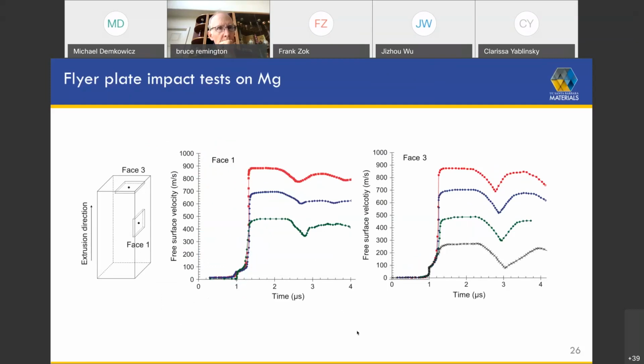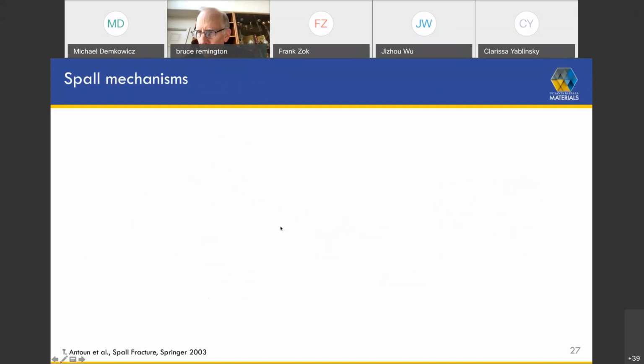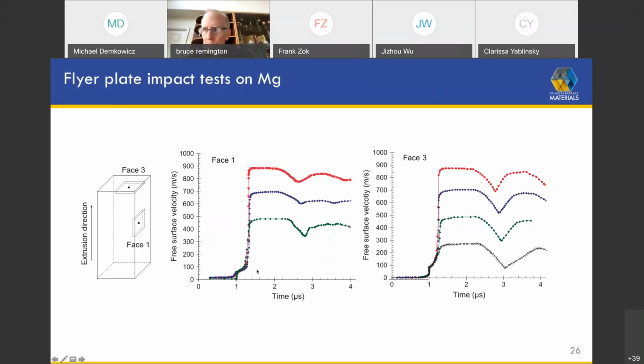So these are some real results. This is for magnesium, an anisotropic material, somewhat anisotropic. These are for two different orientations of a cold rolled, or rather extruded, magnesium alloy. And so these are curves for progressively increasing impact velocities. You can see here in these three experiments, you can see the Hugoniot down in here. You can see that the response here doesn't depend too much on the impact velocity. You have these jumps to higher free surface velocities as we increase the impact velocity.